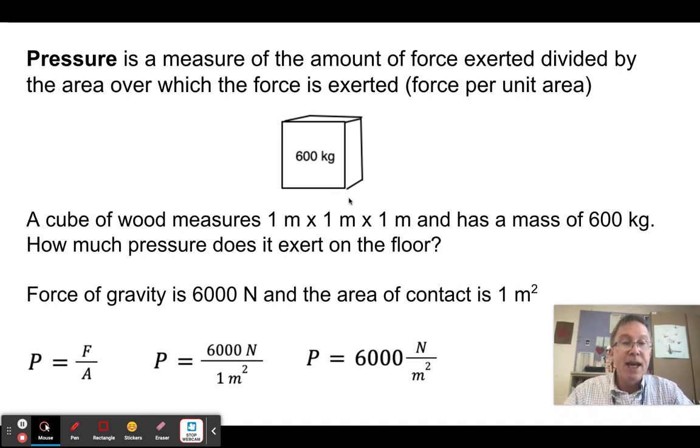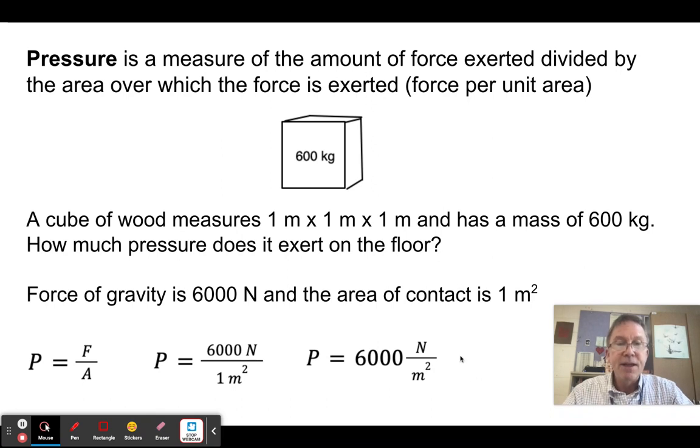Well, the area is going to be 1 meter times 1 meter, or 1 square meter, and the force of gravity, the amount of force being applied, is going to equal mg. So that's 600 times 10, so I end up with 6,000 newtons per square meter.